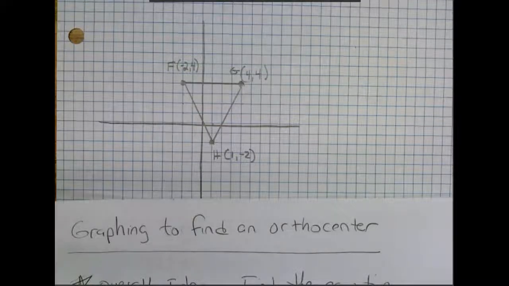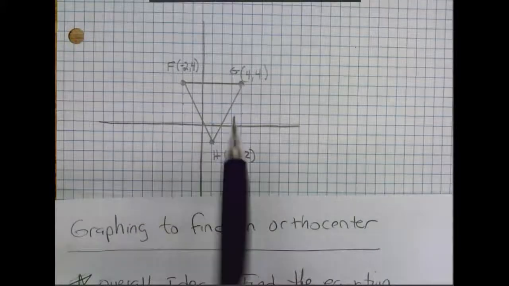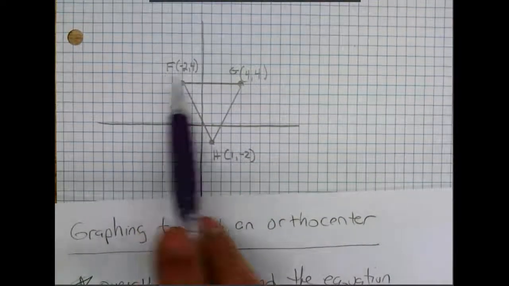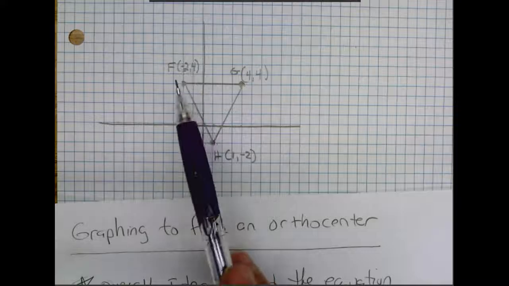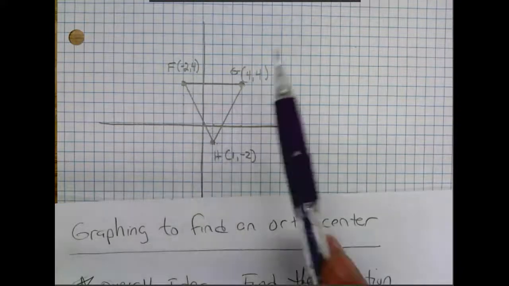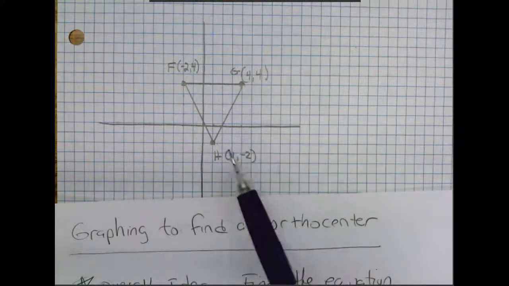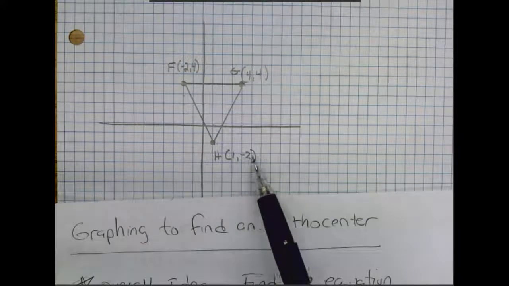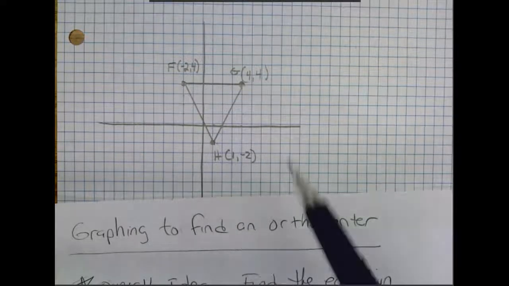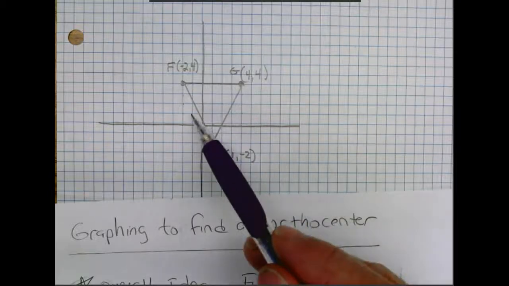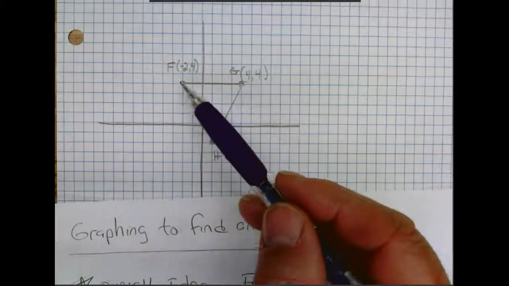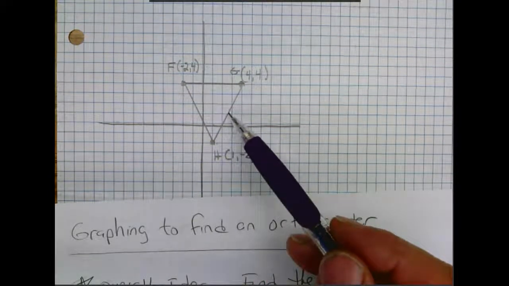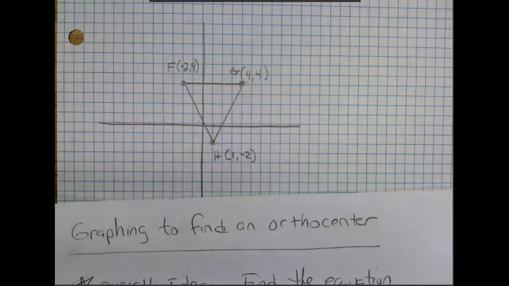So how we're going to do that is, first you're going to have to know the coordinates. We have this triangle FGH, and F is at (-2, 4), G is at (4, 4), and H is at (1, -2). And we're going to go across and make sure this line crosses at a right angle. This one crosses at a right angle, and we'll be good.